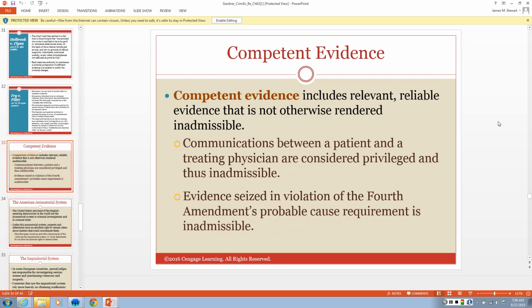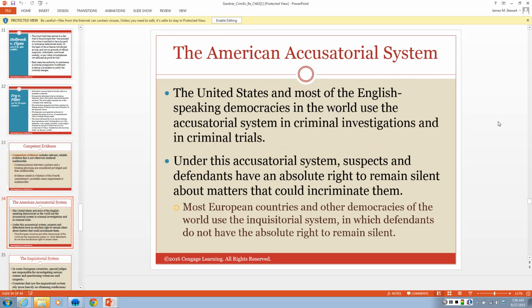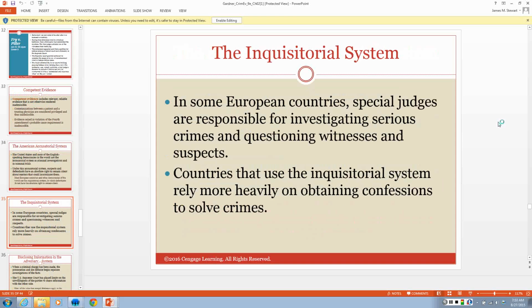Just to understand, basically competence means that if it is relevant, if it's reliable, and there's no other reason that it should be deemed inadmissible, then it's probably going to stand on its own and be considered competent. Hopefully that makes sense to you guys. So go ahead and finish reading this chapter. Read about the accusatorial system. That's kind of some of the foundations of our system.